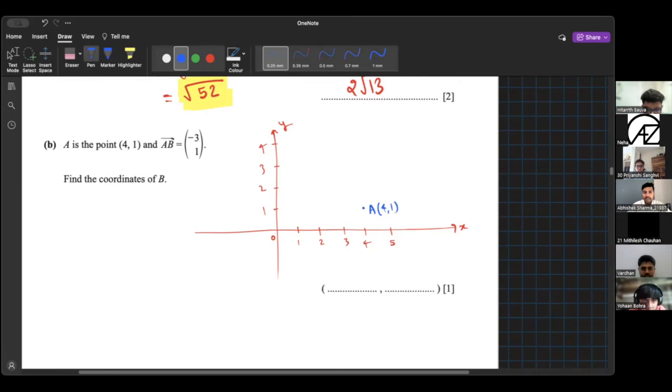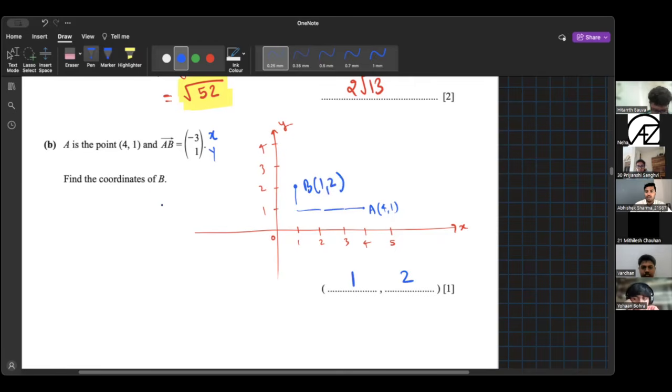And then it says AB, which shows the translation of negative 3 units and 1 unit. Negative 3 is for the x component, or movement along the x-axis. 1 unit is movement along the y-axis. So from here, we go 3 units to the left, because it's minus 3, 1, 2, and 3, this point, and y is positive, so 1 unit up. So this point will be your B coordinate, right? So the B coordinate is 1, 2. So the answer will be 1, 2.